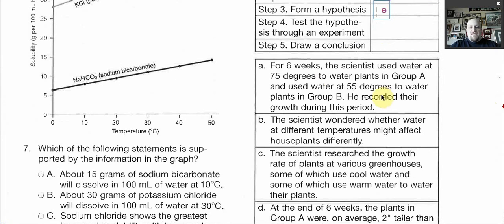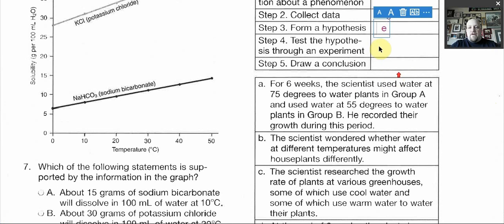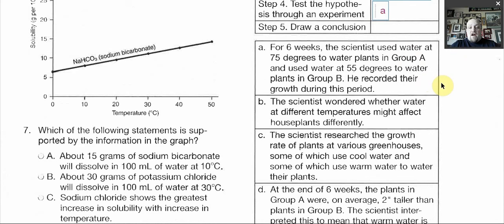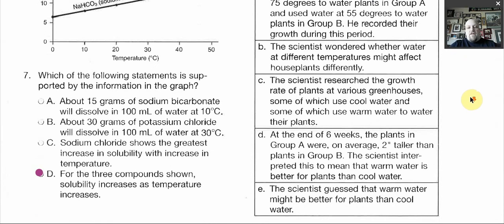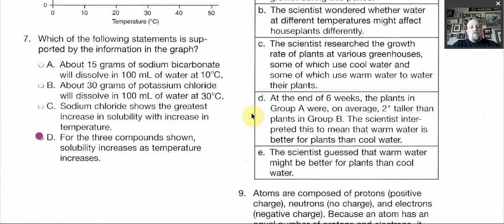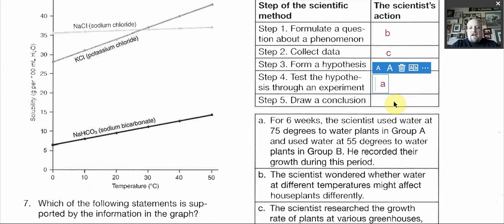Test the hypothesis. So we said this one right here. That's what he's actually doing. So we're going to go ahead and say A, and then draw a conclusion. So he's going to take all the information he has at the very end of his tests and things and kind of come up with a conclusion. So we look at this, and you can kind of do it pretty easily here. You look at the end of the 6 weeks. So end, that's going to tell you it's at the end of his whole thing. And then this is the data that he got from that. So your answer for this one is going to be D.